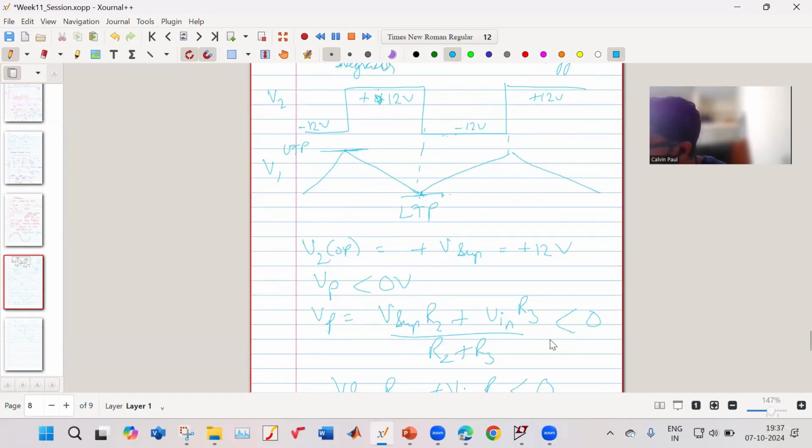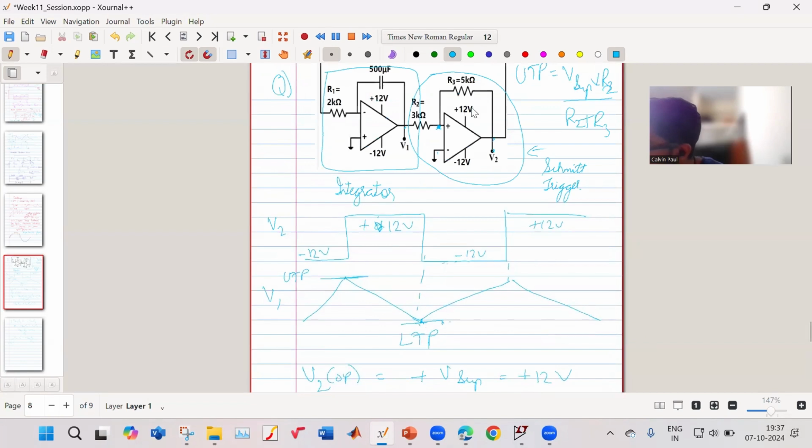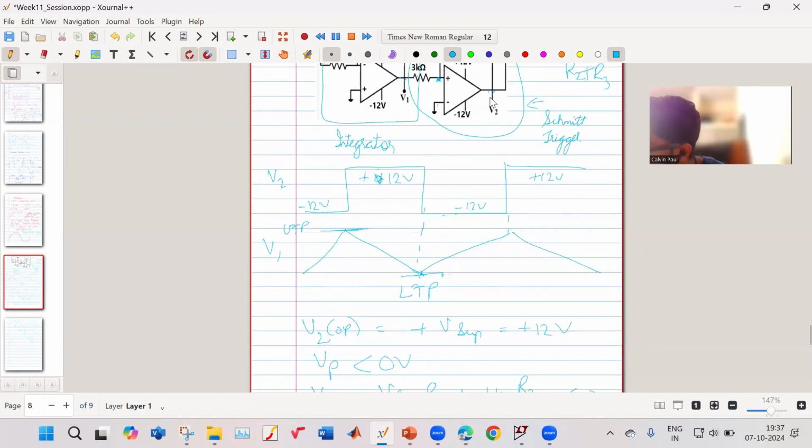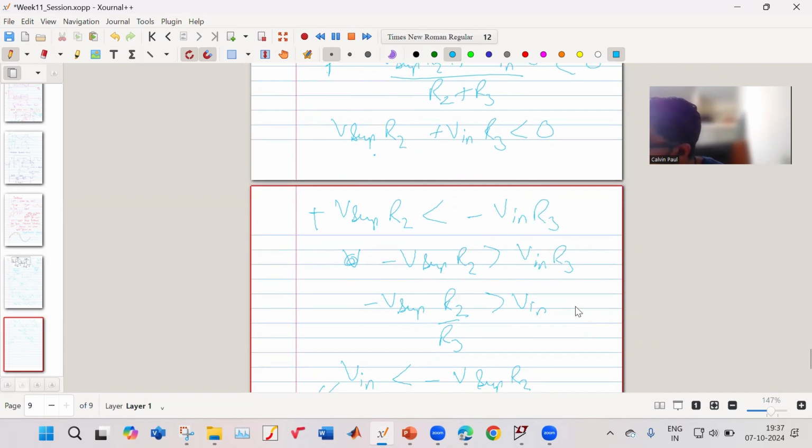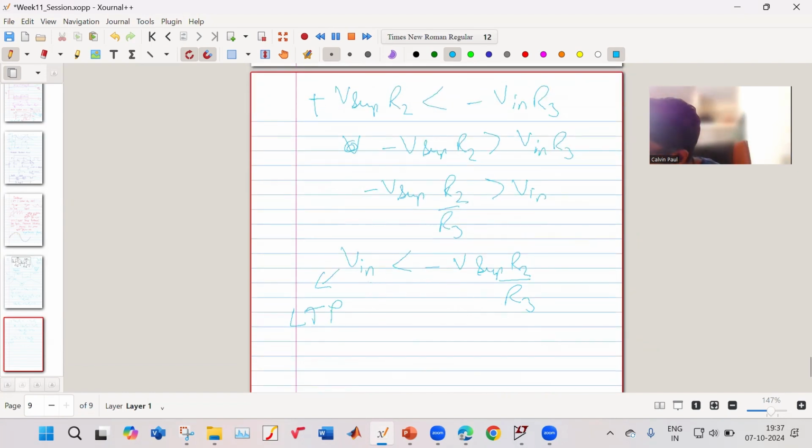Your VP formula is given as V supply into R2 plus V in into R3 by R2 plus R3 to be less than 0. So V supply into R2 plus V in into R3 is less than 0. So that means your V supply into R2 is less than minus V in into R3. And after doing all this math, if your input voltage becomes less than minus V supply into R2 by R3, then your state will change.